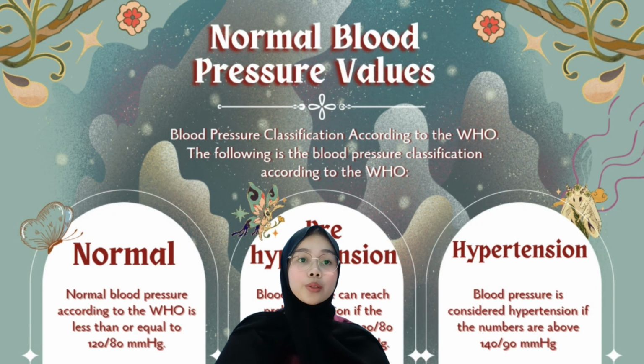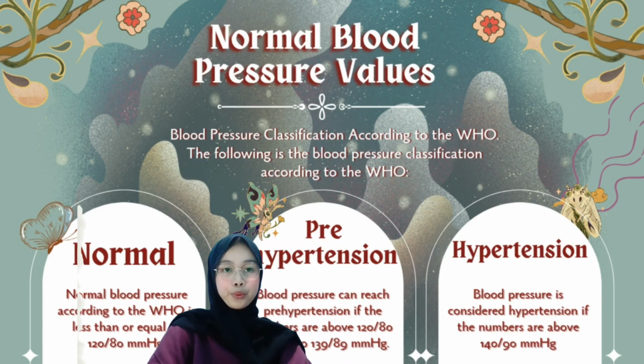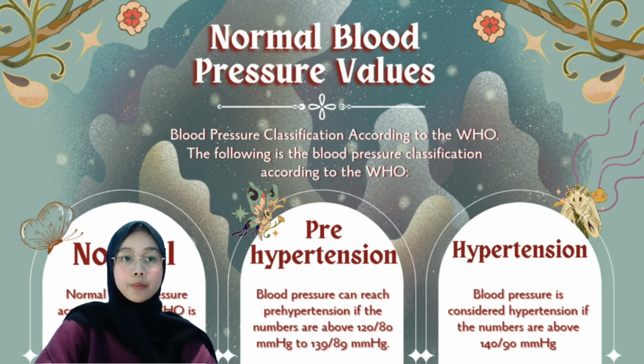Okay, these are the normal blood pressure values. Blood pressure classification according to the WHO. The following is the blood pressure classification according to the WHO. Okay, the first is normal. Normal blood pressure according to the WHO is less than or equal to 120 per 80 mmHg, or millimeters of mercury. Okay, the second is prehypertension.